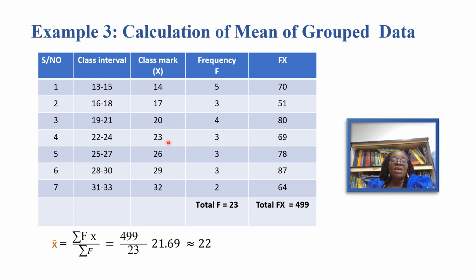And then you will look at the frequency appearance: 5, 3, 4, 3, 3, 3, 2. What do you do?